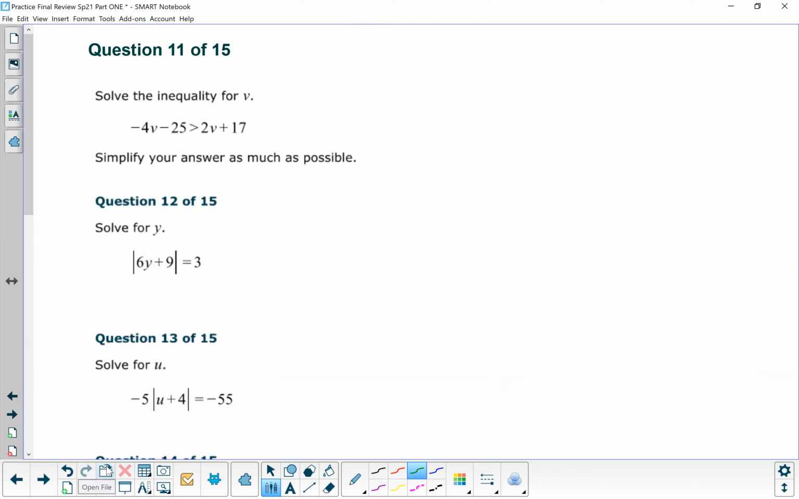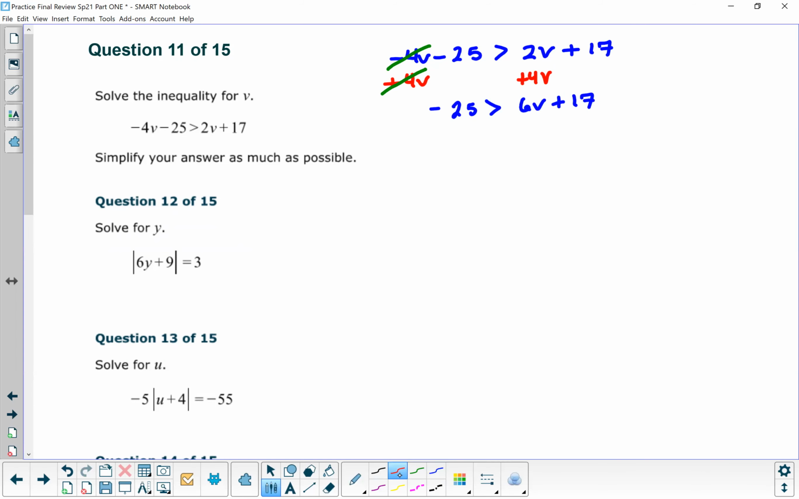All right, question 11. We have here -4v minus 25 is greater than 2v plus 17. So first thing I'm going to do, I'm going to add 4v to each side. So that's going to give me -4v plus 4v is eliminated. Then I have the minus 25 greater than 6b plus 17. All right, subtract 17 on each side.